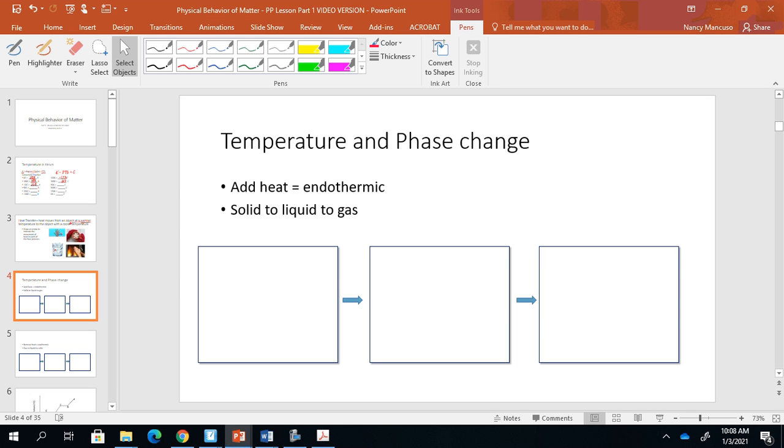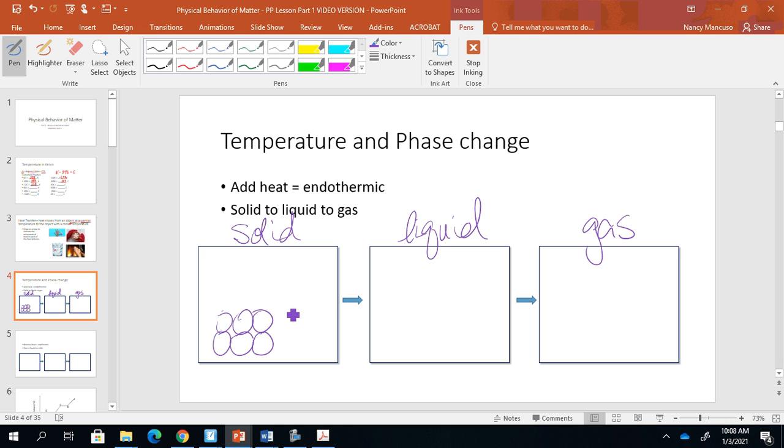Temperature and phase change. If you have a solid, a liquid, and a gas, let's just write on top of each one of these. Here is my solid, here is my liquid, and here is my gas. If I have a solid, think about the molecules as being really close together. They have strong attraction between the molecules. They take up a definite volume, a definite shape, and they're not compressible, like you can't change them. If you add heat, you are doing melting right here.